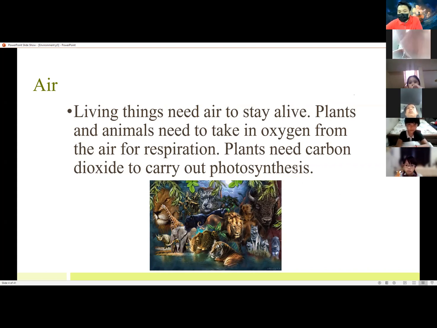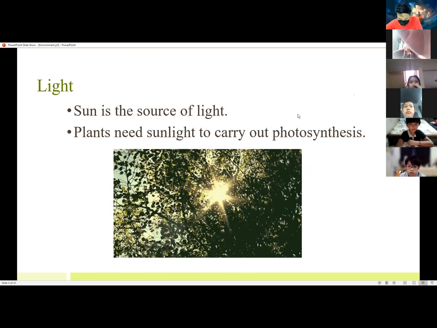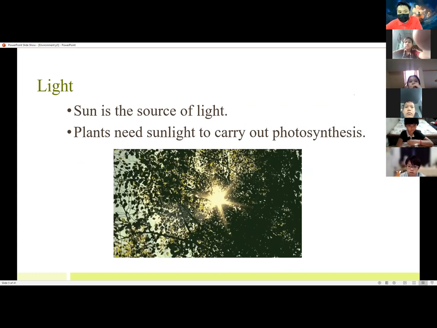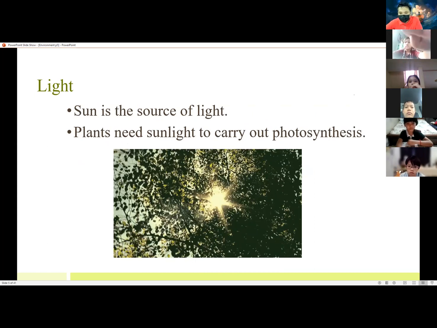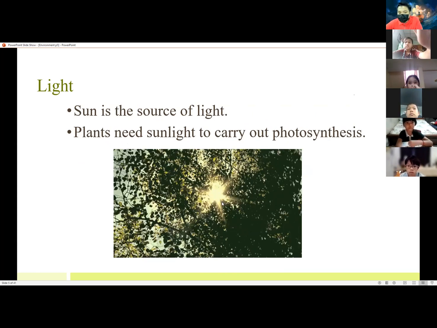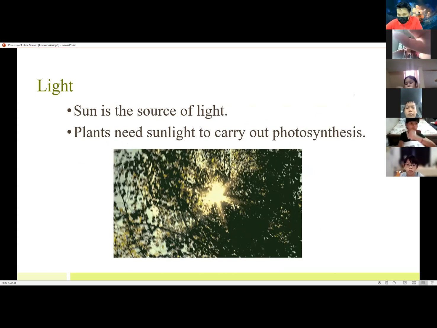Yes. Okay. And then after that, plants carry out photosynthesis. What is that photosynthesis? By giving oxygen. So light, what is the meaning of light? The sun is the source of light. Plants need sunlight to carry out photosynthesis. So the sun is the main source of light in our environment.